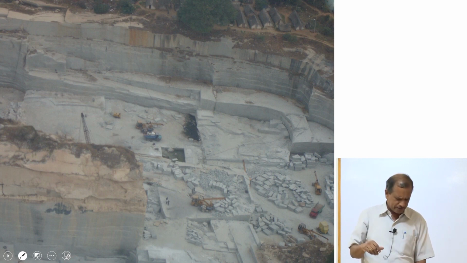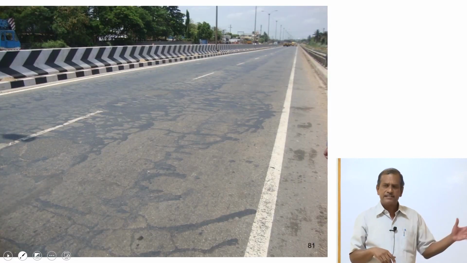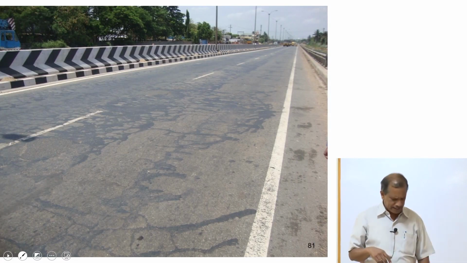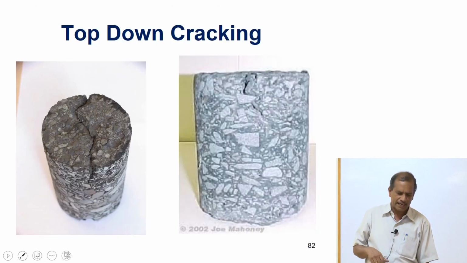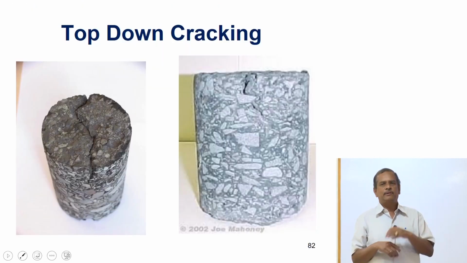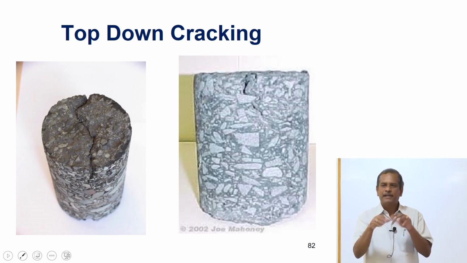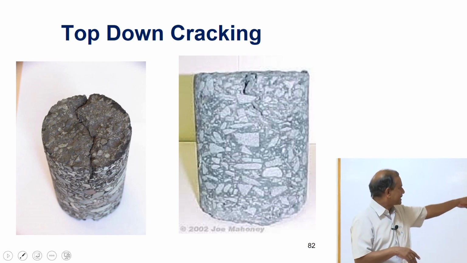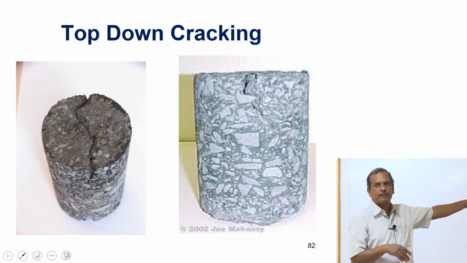The option before us to use is this case of a Chennai Tada road. We can see the road has deteriorated with full of cracks. Many roads, because of the repeated application of loads, develop cracks. The cracks may be only at the top.